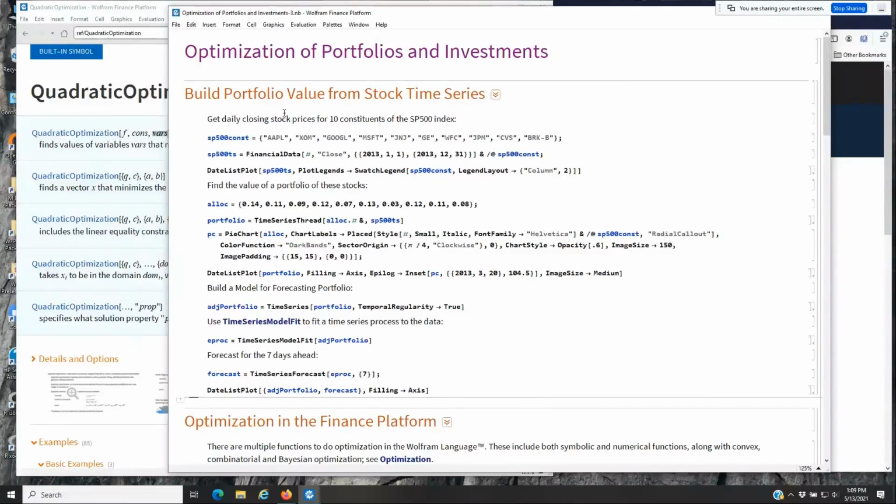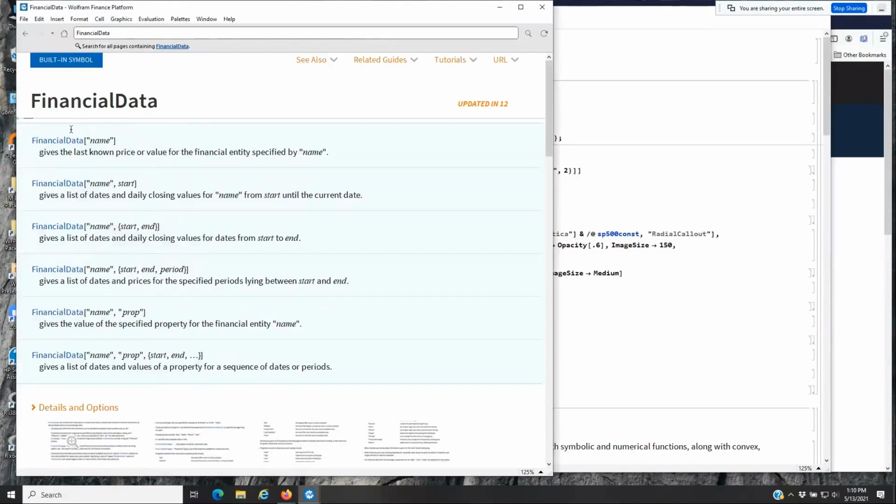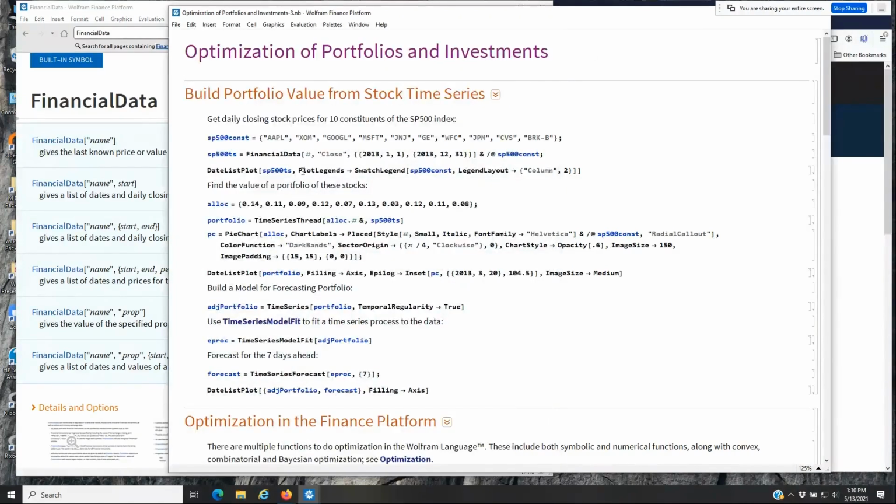If I wanted to look at, say, 10 constituents from the S&P 500, here are their tickers. What I'm going to do then is apply the FinancialData function, which is built into Mathematica. The syntax is always given by this structure here. It tells you the different ways that you can use the function. Notice function application always uses square brackets. So I'm going to be looking at the closing prices over 2013 and map them onto this.